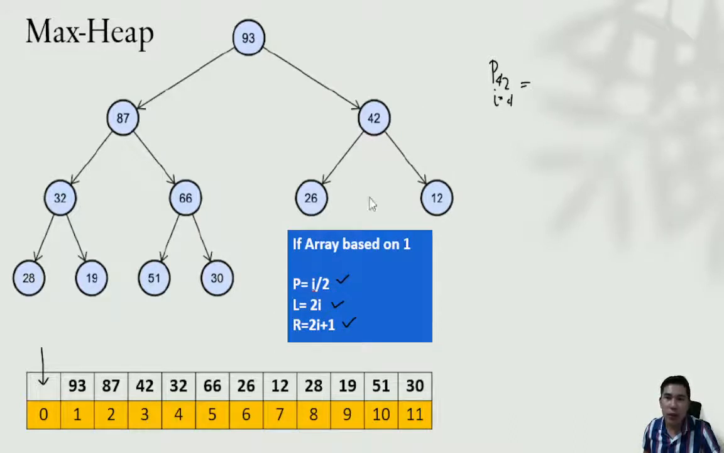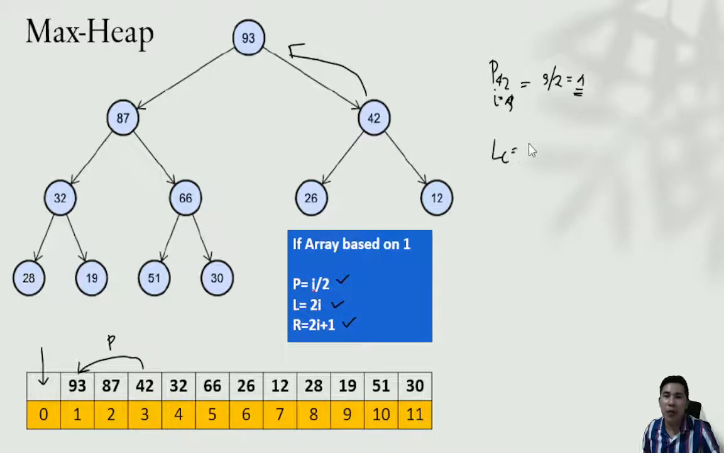The index value of 42 is actually 3. Using the formula, i divided by 2, 3 divided by 2 is 1. So the value that we look for is index 1, which means the parent of 42 is 93. Let's look at it here. The parent of 42 is an element that has index 1. It's the same.